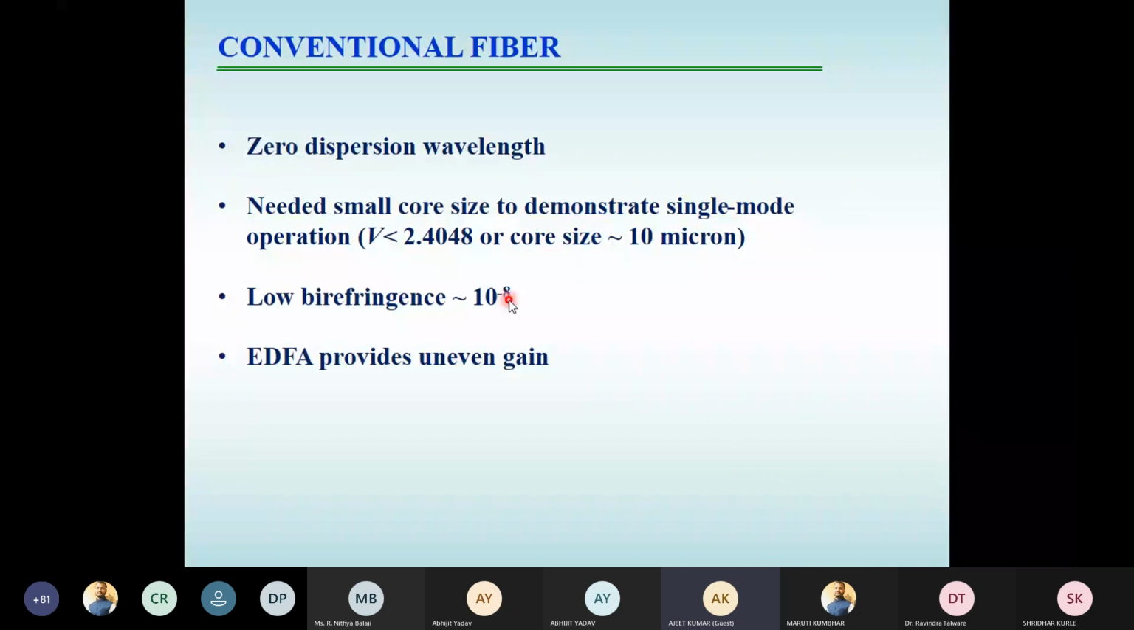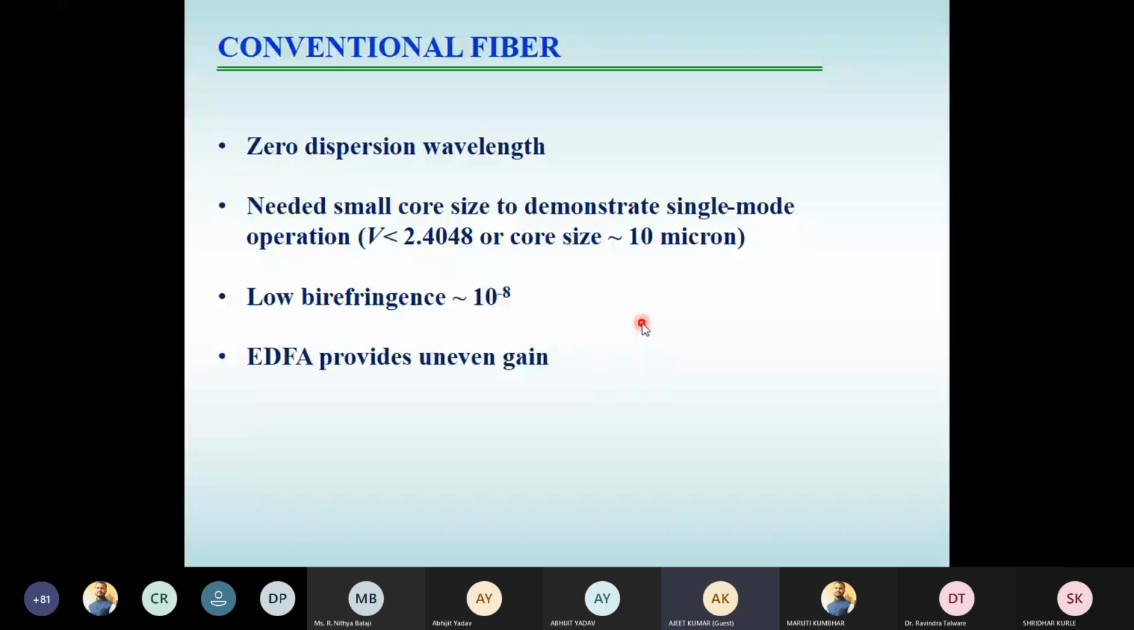Another point, which you can see here, is low birefringence. If you talk about an optical fiber which is completely symmetrical in shape, then the different polarizations, the X and Y orthogonal polarizations, will see a similar refractive index profile because it is a completely symmetrical design, right? So both the X and Y orthogonal polarizations will see the same refractive index. So the propagation constant beta will be the same for both. So the velocity will be the same.